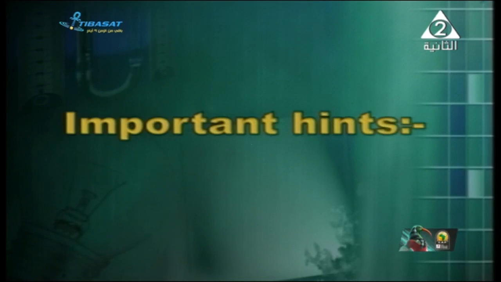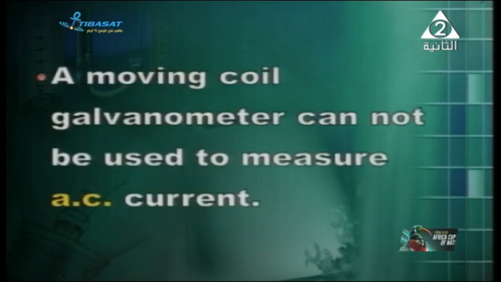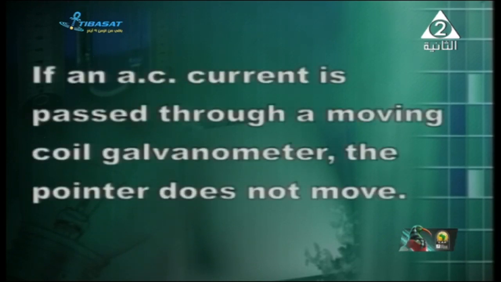And now we've got something very important to mention. We've got important hints. First of all, a moving coil galvanometer cannot be used to measure AC current. Now I'm talking about a moving coil galvanometer. We cannot use it to measure AC. Why? If an AC current is passed through a moving coil galvanometer, the pointer does not move.